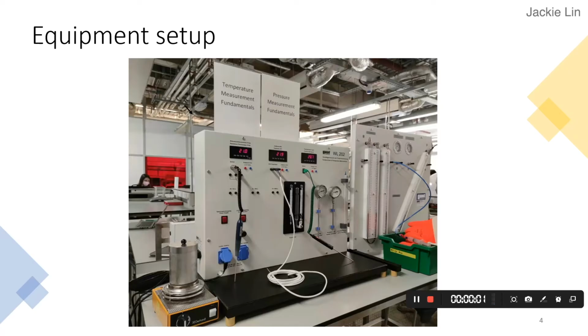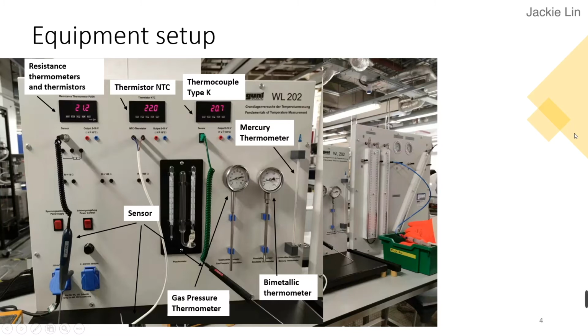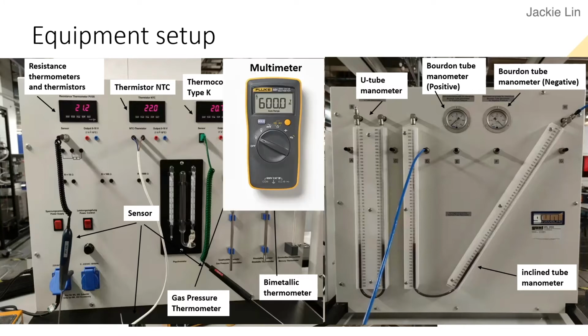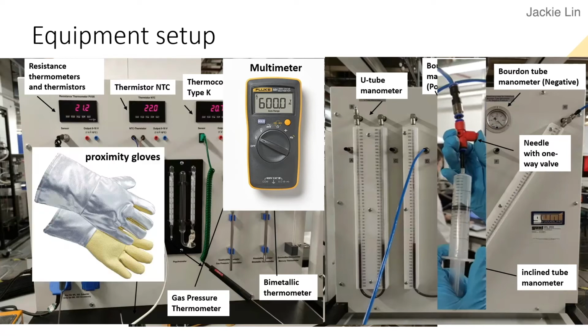Experiment setup. In this lab size experiment, we've got two operation panels, one metal flask, and an electronic heater. On one operation panel, we got 6 different types of thermometers, while on the other side are 4 different types of manometers. We also need a multimeter, a needle with a one-way valve, and protective gloves.